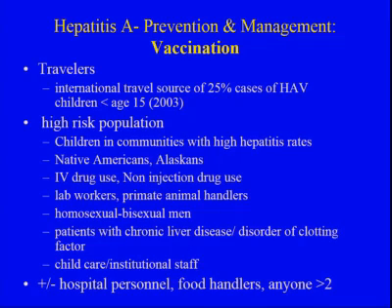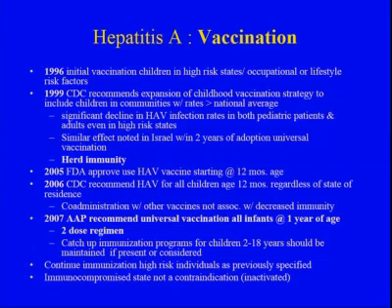So currently, travelers represent 25% of cases of hepatitis A in children less than 15. High-risk populations are indicated on the slide. As healthcare workers, we are at risk for this. Keep in mind patients with chronic liver disease, men who have sex with men, IV drug use, non-injection drug use, people who work in childcare settings, or institutional food handlers.